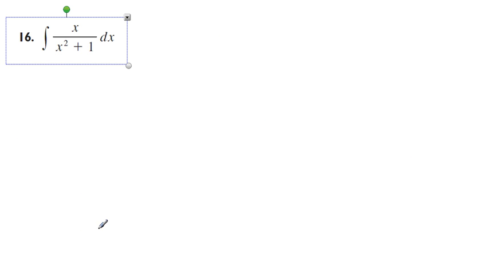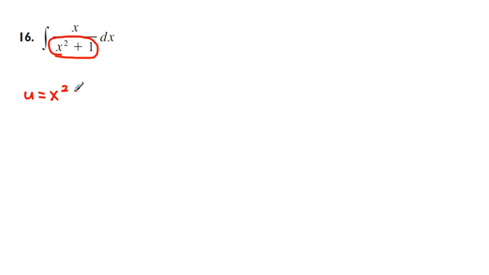All right, let us move on to number 16 here. Notice that if we set x squared plus 1 as u, then the derivative will become 2x. You see the part of 2x, which is x over here, on the numerator. So this will be a good sign for us to have u as x squared plus 1.